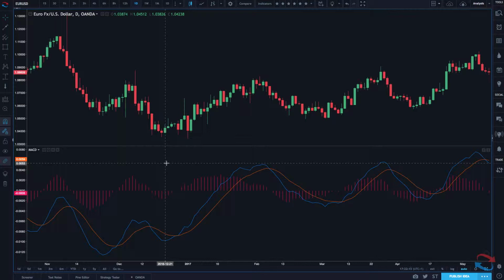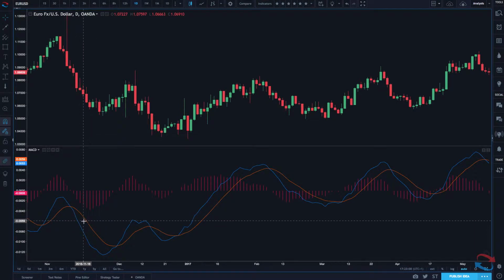So the MACD consists of two lines: one is the MACD line and the other is what we would call the signal line. The MACD line is the orange line that we see here, and it is derived by calculating two moving averages and subtracting one from the other. The calculation is derived by subtracting the 26 period exponential moving average from the 12 period exponential moving average.